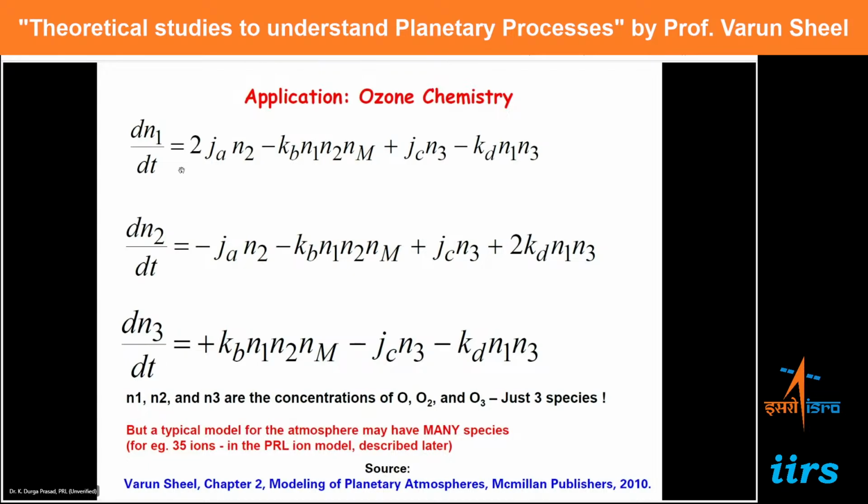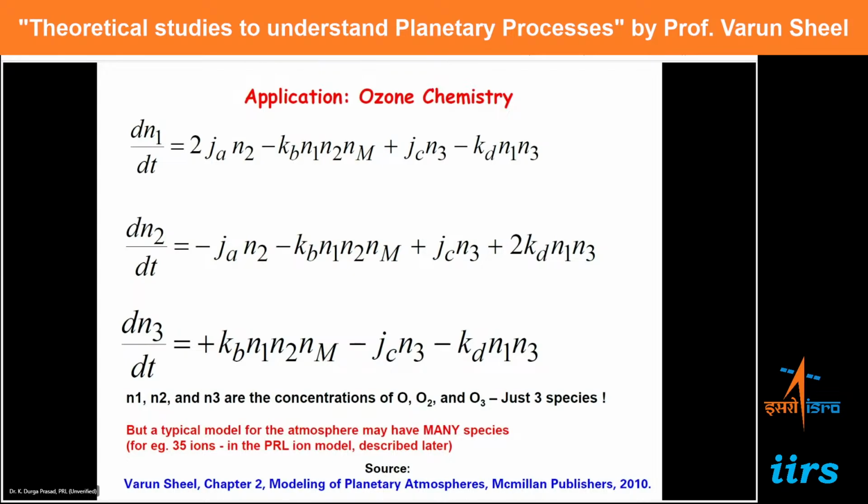So this is only a single example for ozone. But an atmosphere doesn't contain only ozone. It contains several other species. It can contain carbon dioxide, carbon monoxide, nitrogen, water vapor. So it has several species, and all these species have to be solved in a set of such equations. It's a large set of equations which has to be solved in combination.